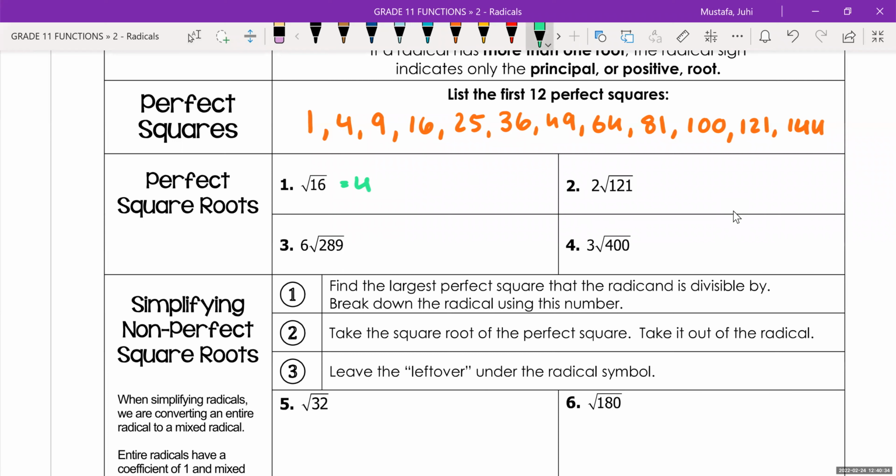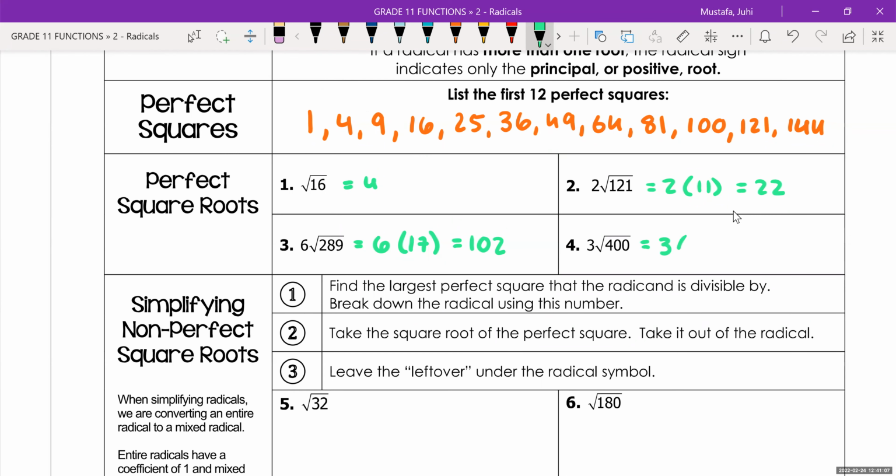4. What happens if you have a coefficient in the front? Well, that just means it's going to be 2 times the square root of 121, which is, yep, 11, which then multiplies to give you 22. Yep. I don't know if you guys got this from the multiplication table, but what is the square root of 289? Good, so this is just going to be 6 times 17. Was anyone able to multiply that? 102. And then there's the square root of 400.